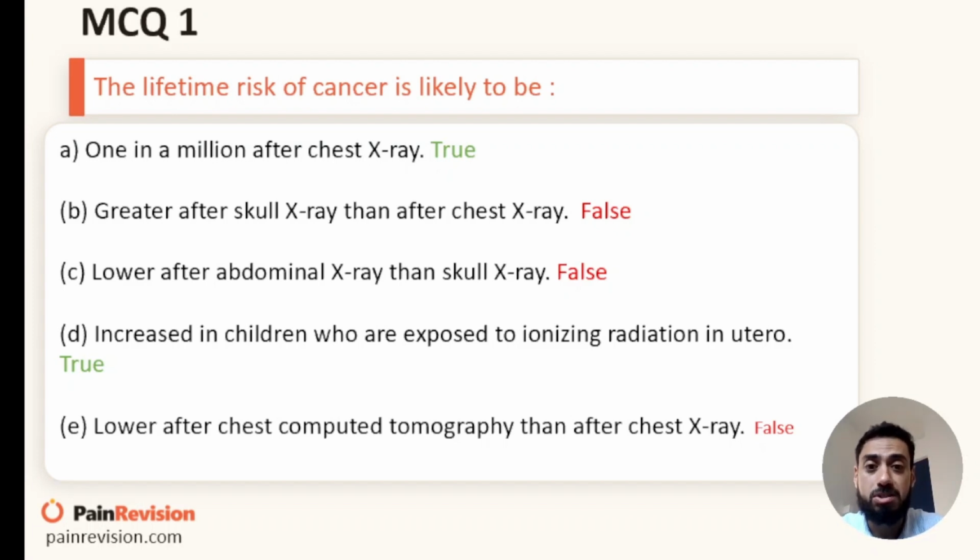For D, increased in children who are exposed to ionizing radiation in utero. That's common sense, so it'll be true. And finally, lower after a chest CT compared to a chest X-ray. That is obviously wrong. A CT is always going to have a higher dose of radiation than an X-ray, and so a higher risk of cancer.